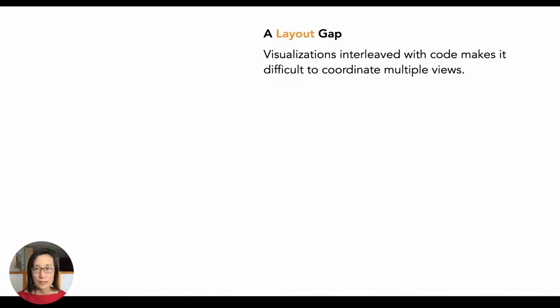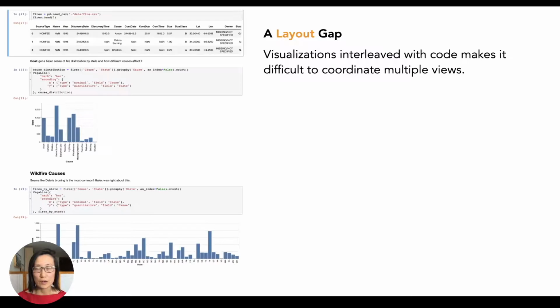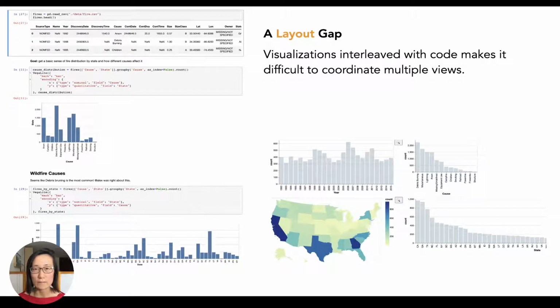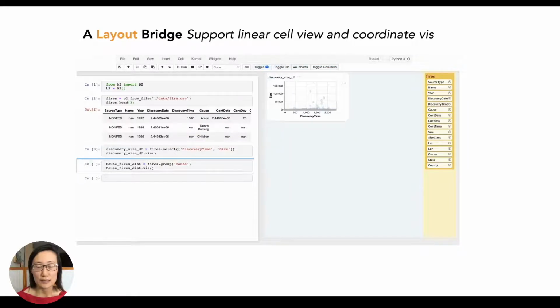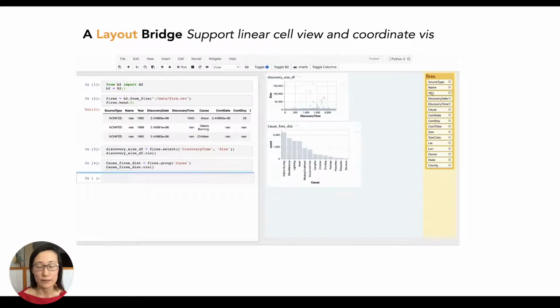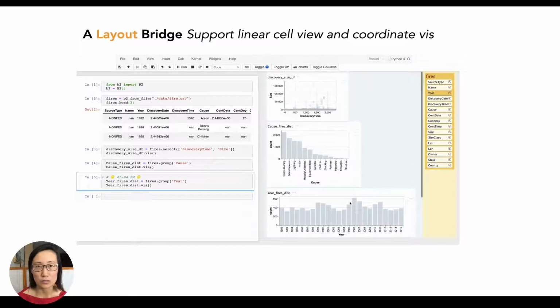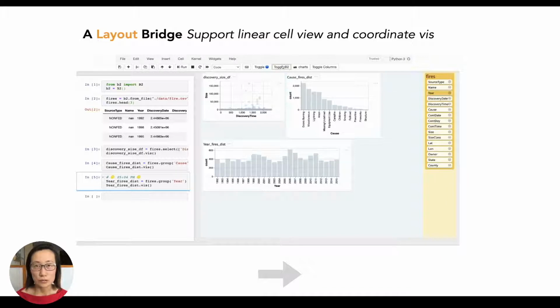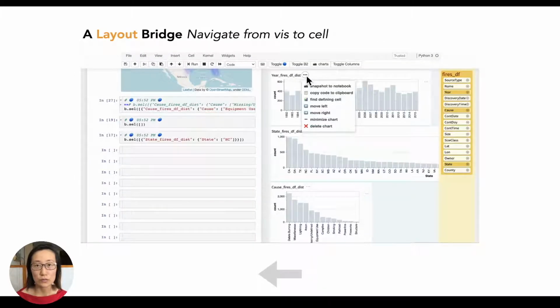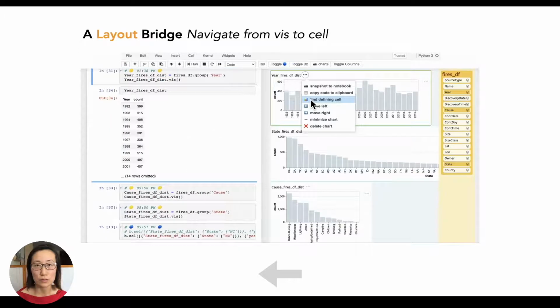The first is a layout gap. As we can see here, the notebook offers a very convenient way to weave together code and visualizations. However, it could be difficult for interactive visualizations that need a very compact view to coordinate these multiple visualizations. To bridge this gap, B2 augments the notebook with a dashboard view, and code executed in the cells could create visualizations, and the dashboard could be toggled and resized. Not only could code on the left-hand side control the dashboard to the right, the dashboard could also be used to navigate to the relevant code on the left-hand side.